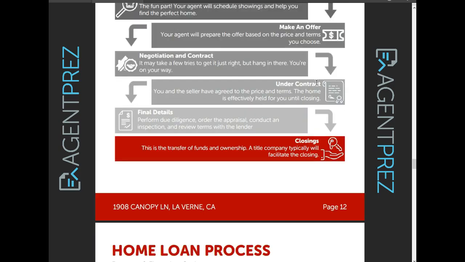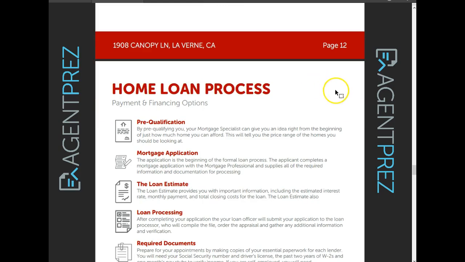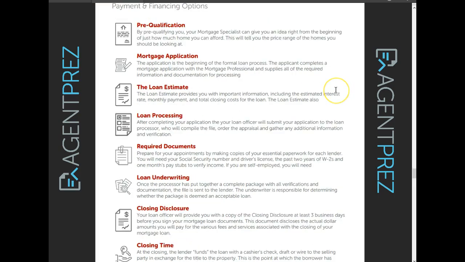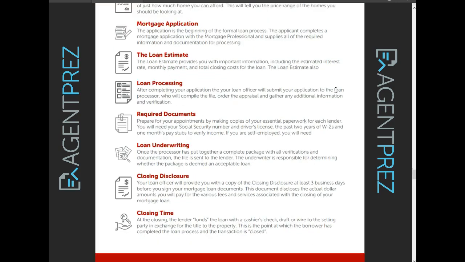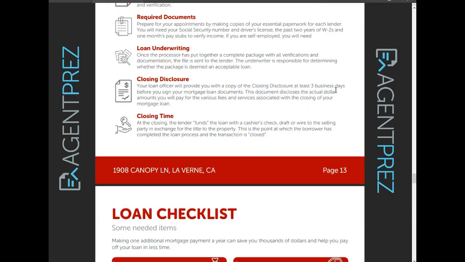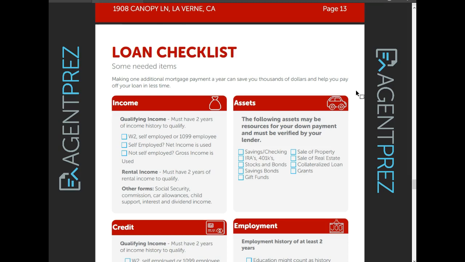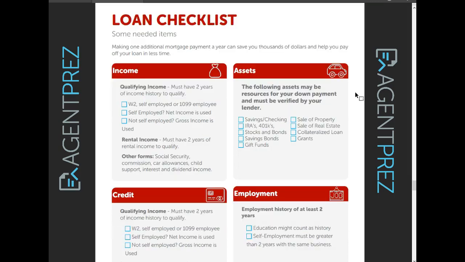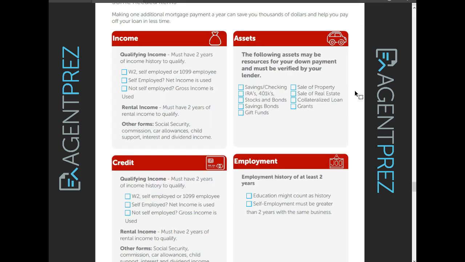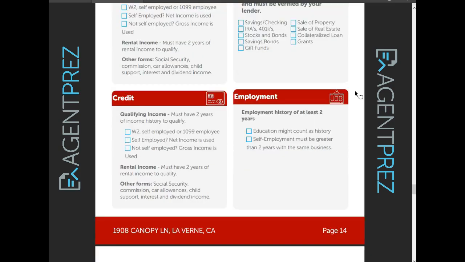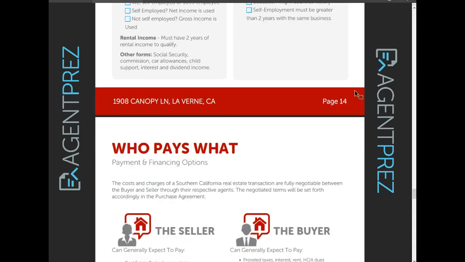Again, very general. Then we move on to the home loan process, talk about the loan estimate, closing disclosure, closing timelines, things of that nature. We have a loan checklist to give them an idea of the potential items that the lending institution can ask for, right? These are all very general, but also very common in terms of, right, do they have a savings account, checking, 401k, are they employed, how their credit is, what kind of income. So those kinds of things that typically are asked for.